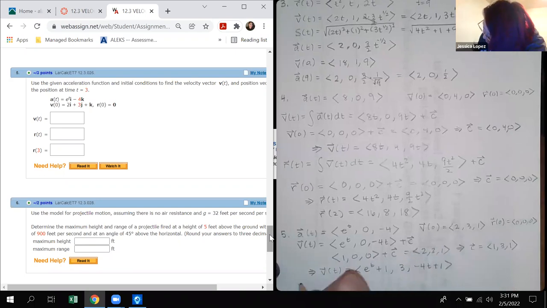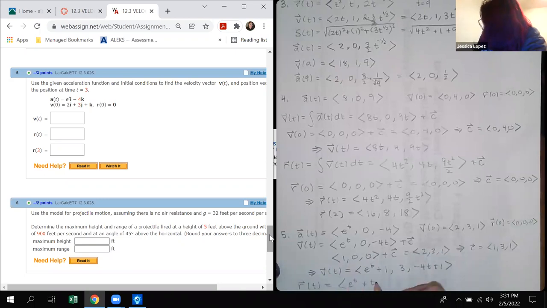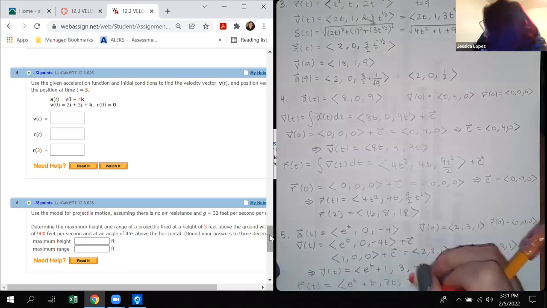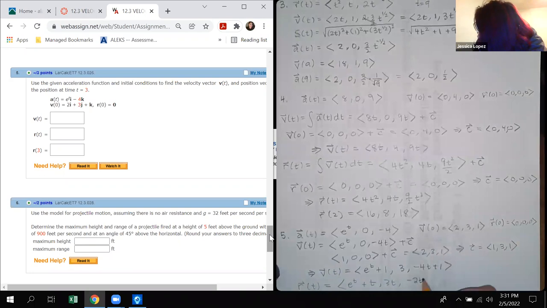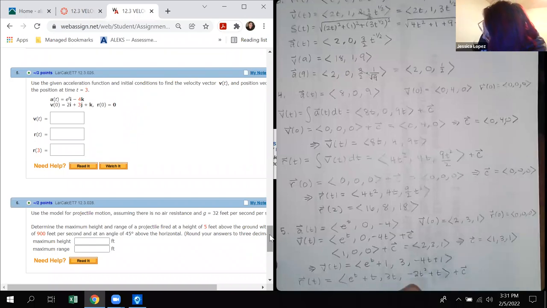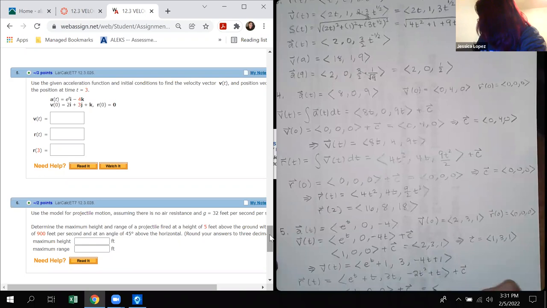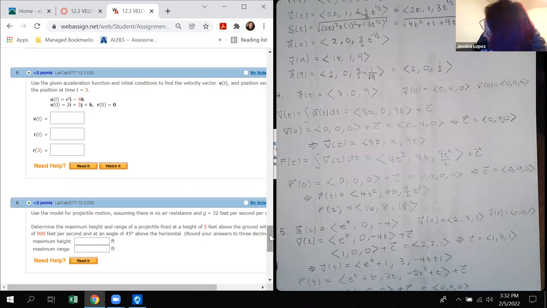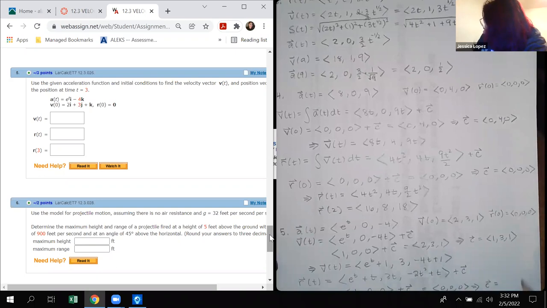Then when I find r of t, we're going to take the integral of each of these. So e to the t plus t, 3t, negative 2t squared plus t, plus this constant. Now when I plug in 0, I'm going to get 1 plus 0, which is 1. I'm going to get 0, 0, and 0, which is supposed to come out to the 0 vector. So when I subtract this over, C is equal to 0 minus 1, which is negative 1, 0 minus 0, and 0 minus 0.